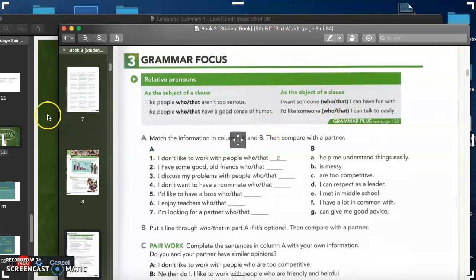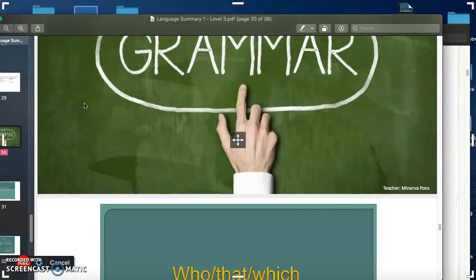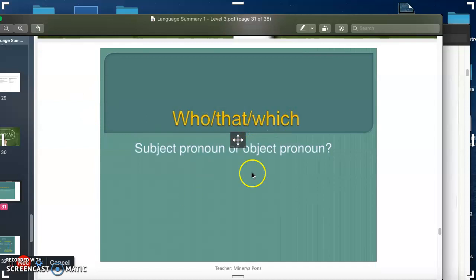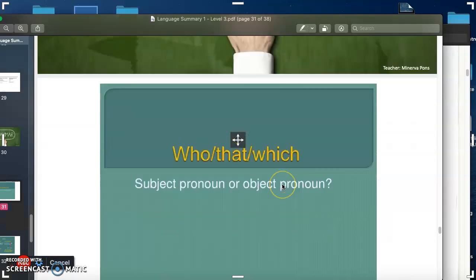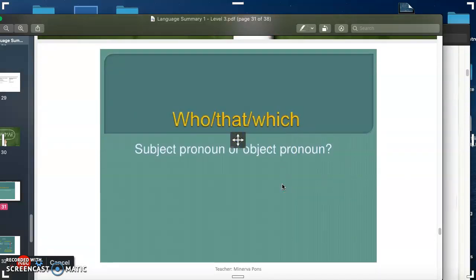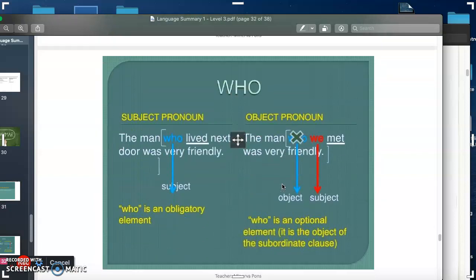So basically, we have who, that, which in this case, in here on this grammar, but in the book, we are only going to be working with who and that only. But which is just a plus, just some extra information that we have here. Anyways, let's start. So we have who. We have who as a subject, and we can also use it as an object. So basically, who is used for people only, for person, for humans.